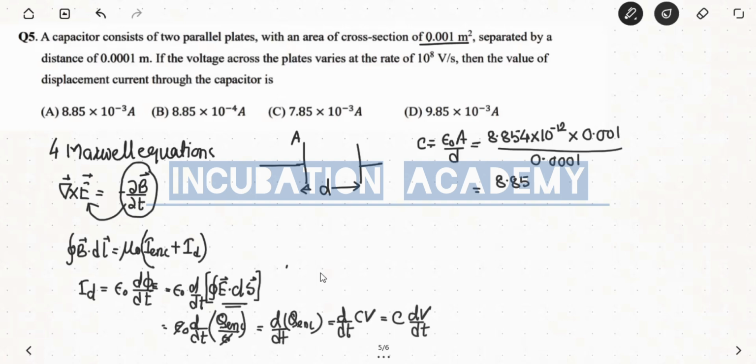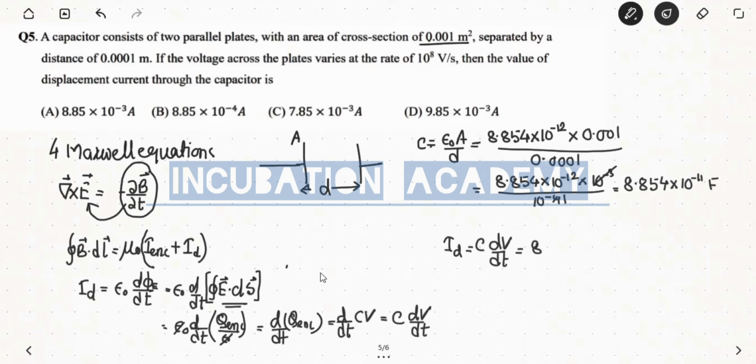So obviously it is 8.854 multiplied by 10 to the power minus 12. The area can be written as 10 to the power minus 3 and the distance as 10 to the power minus 4. So the exponent will become minus 1, so 10 will be multiplied. That will be 8.854 multiplied by 10 to the power minus 11 farad. That is the capacitance. We have just found the expression of the displacement current, that is I_D equals C dV/dt.